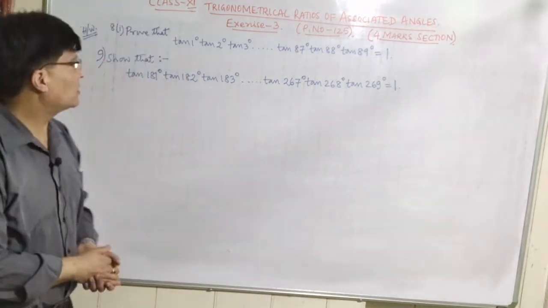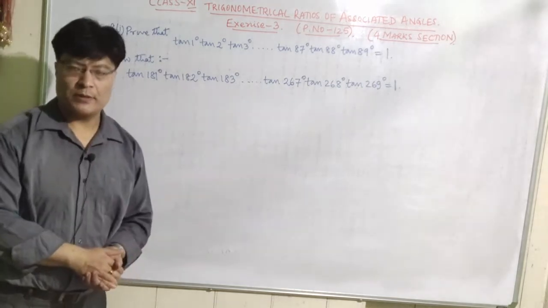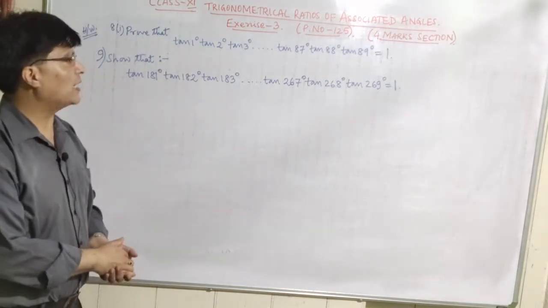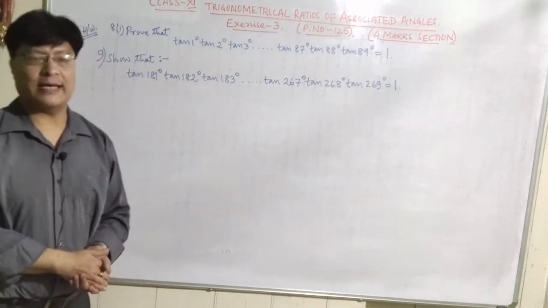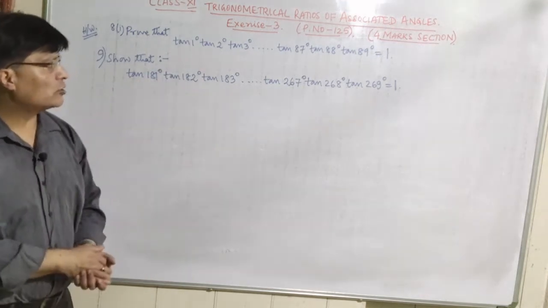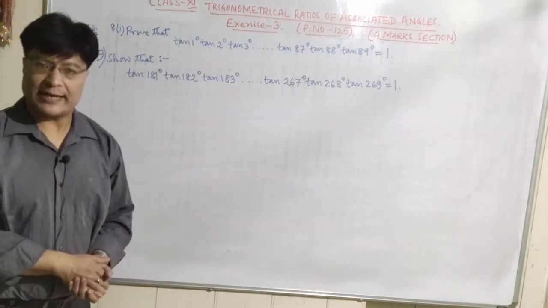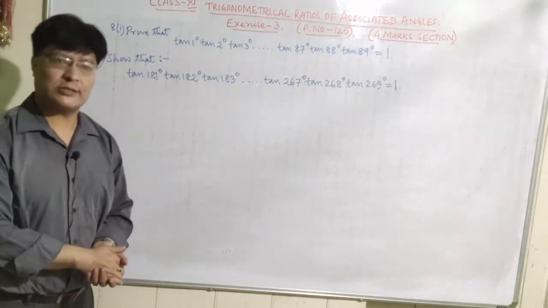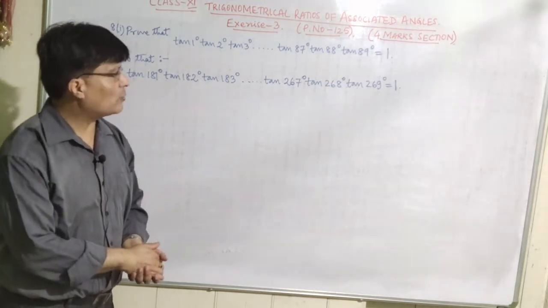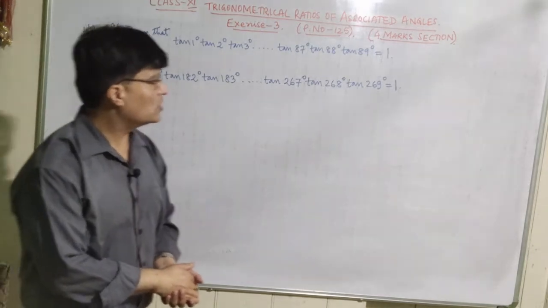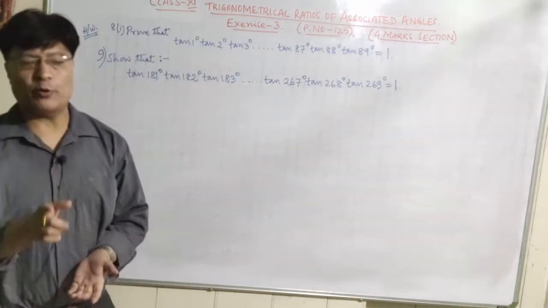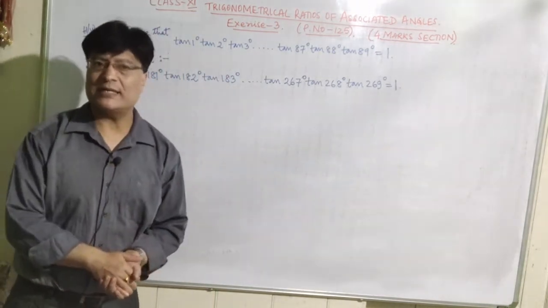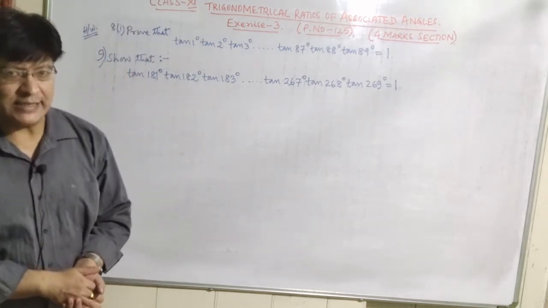So now I'm doing class for class 11. The topic is the same topic that we were doing in the last online class. The topic is trigonometrical ratios of associated angles. So we will start the same exercise, that is exercise 3, page number 125. Section is the 4-mark section from the book Higher Mathematics for class 11 by Sailendra.